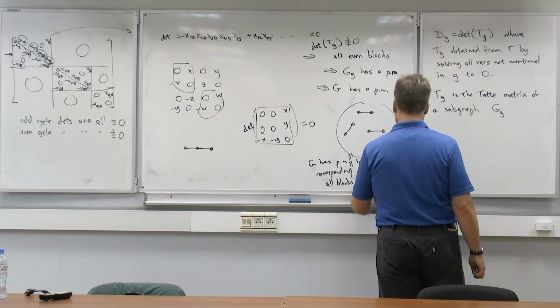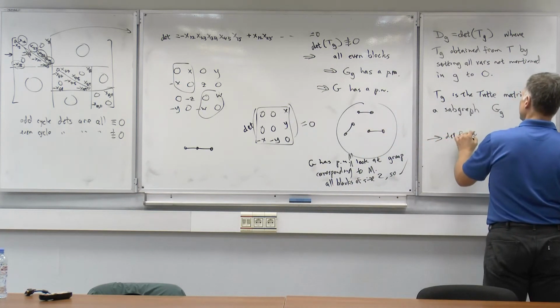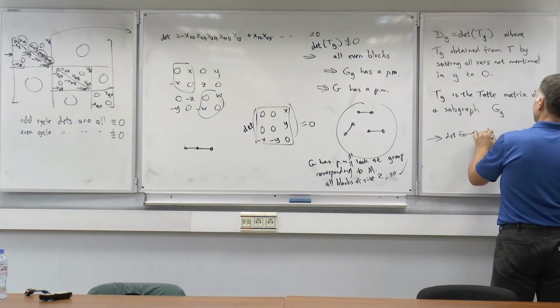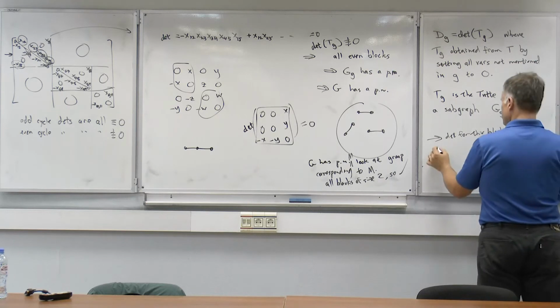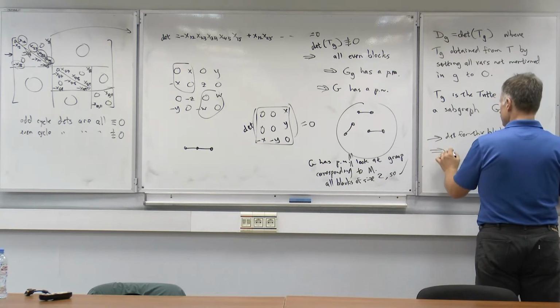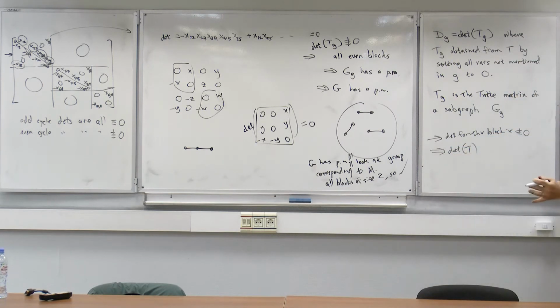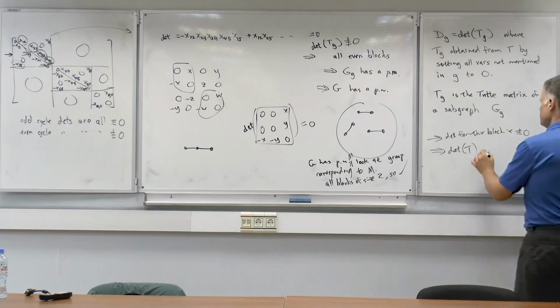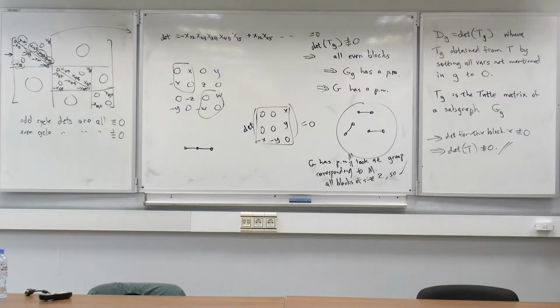So the determinant for this block is not equal to 0, and that implies that the determinant of the whole TUT matrix is not equal to 0 because the blocks don't cancel between each other. All right, so that's the whole thing. That's the whole proof.